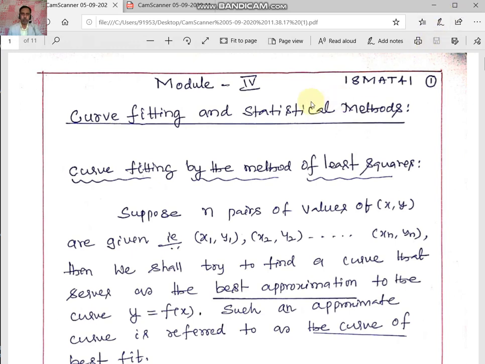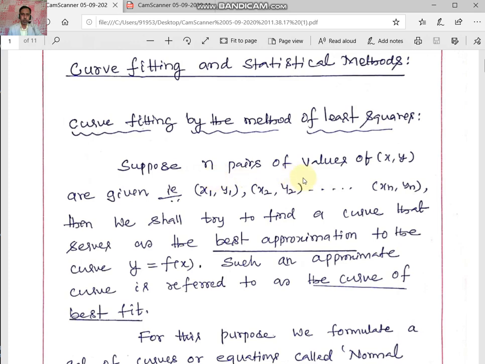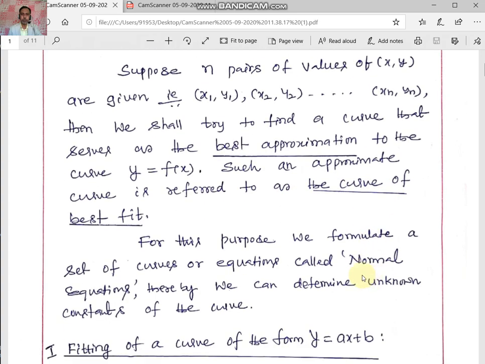Dear students, so now in this video let us discuss curve fitting and statistical methods. Curve fitting by the method of least squares. Suppose n pairs of values of x, y are given, that is x1 y1, x2 y2, and so on up to xn yn, then we shall try to find a curve that serves as the best approximation to the curve y is equal to f(x). Such an approximate curve is referred to as the curve of best fit.